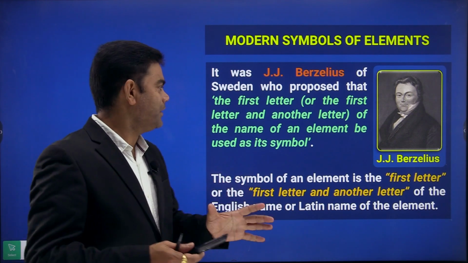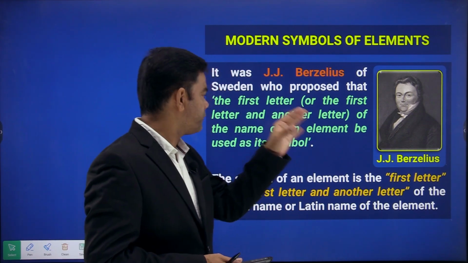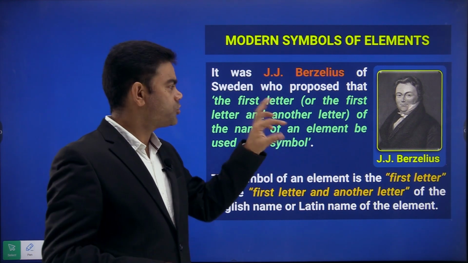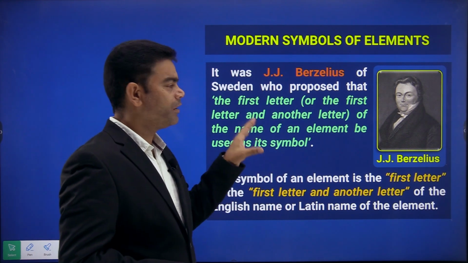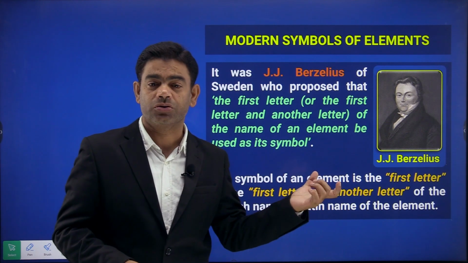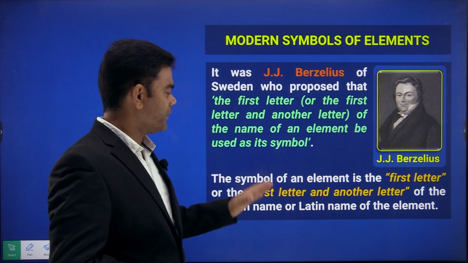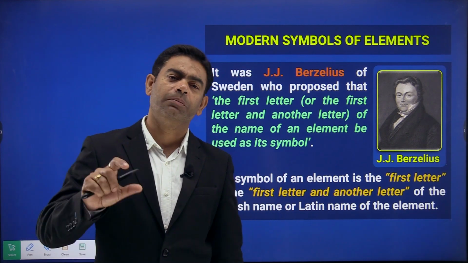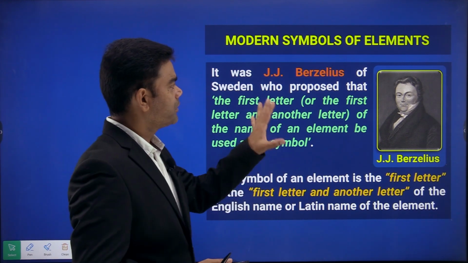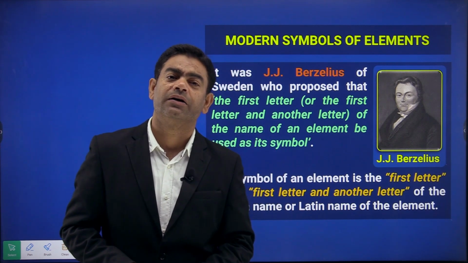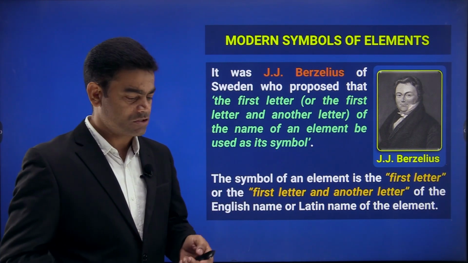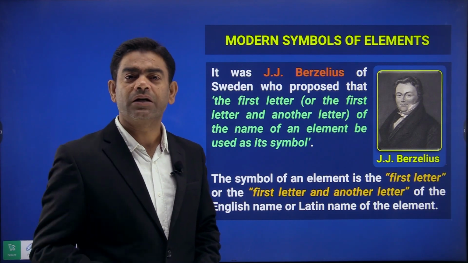Okay? And then he gave the idea that the first letter, or the first letter and one more letter, second or third whatever, two letters combined from a name, make the symbol of an element. The first letter and one more letter use karke hum uska naam banayenge. So this was the person, J.J. Berzelius. He gave the idea that in spite of pictures, let us use an alphabetical system to represent an atom.